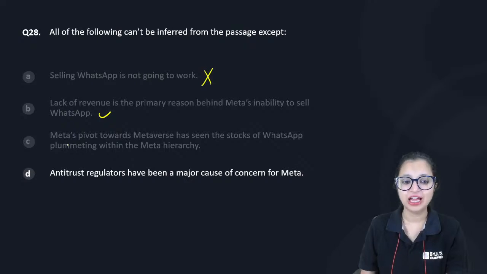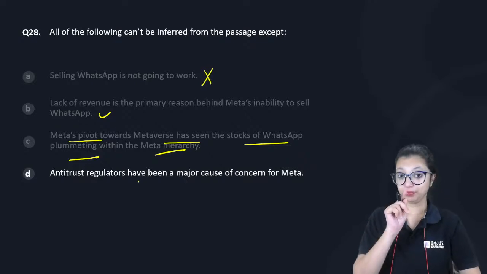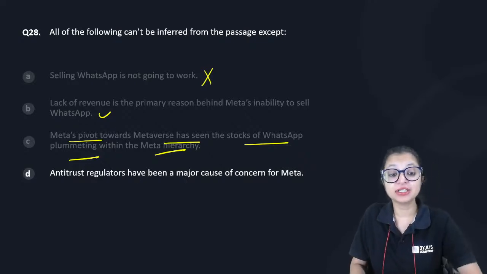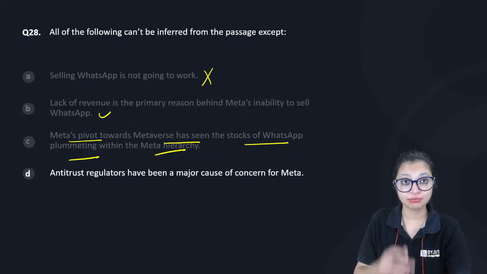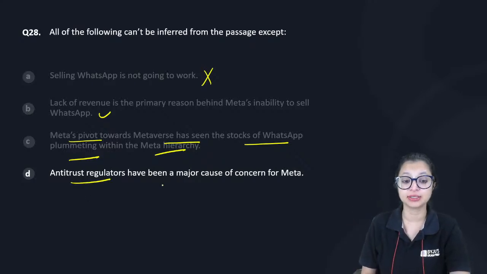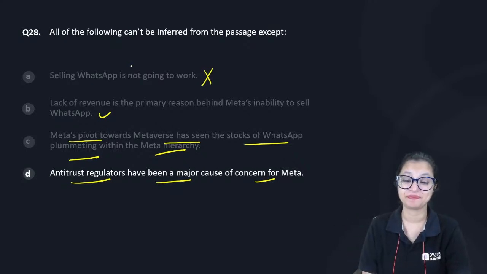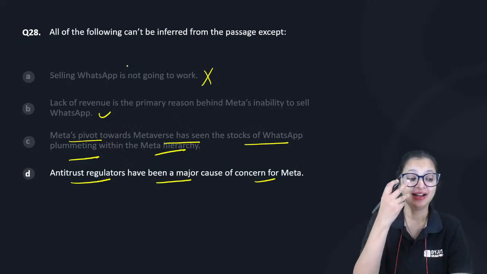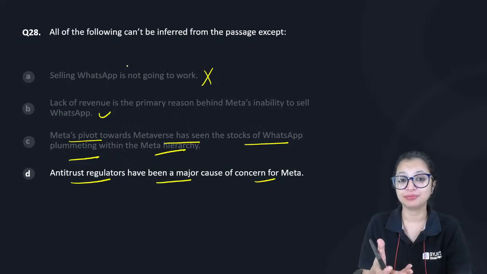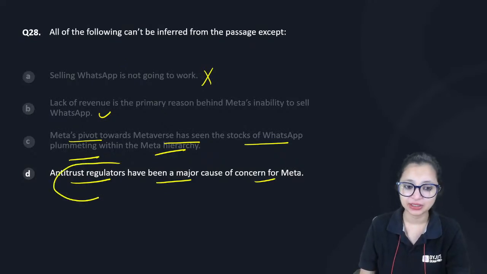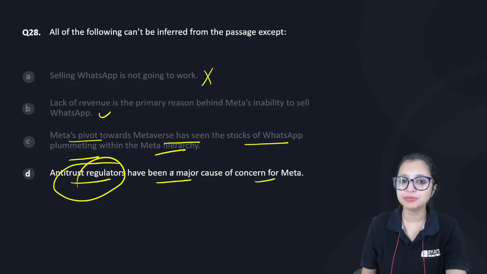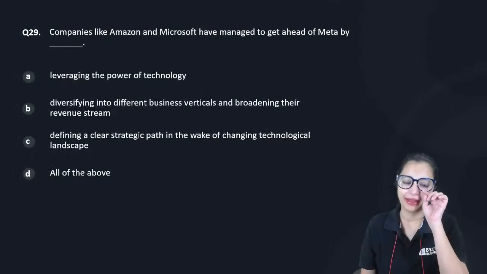Remember, that's the reason. Meta's pivot towards metaverse has seen the stocks of WhatsApp plummeting within Meta hierarchy. Again, Meta's pivot towards metaverse is not why WhatsApp's stocks have plummeted. It's the non-profitability of WhatsApp itself. Antitrust regulators have been a major concern for Meta. And that's why they have to sacrifice. The whole passage focused on how Meta has to sacrifice something to save itself from the antitrust regulators. So it has been a point of concern for them. How will they save themselves? By sacrificing their unwanted child.